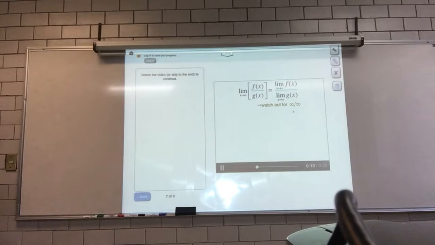Now let's take a look at another quotient limit. This time it's x cubed minus 5x over 3x squared. What happens to this as x goes to 0 from the positive side? In other words, what does this function approach as x gets really, really small but stays positive? Well, it looks like 0 divided by 0. What does this limit equal?